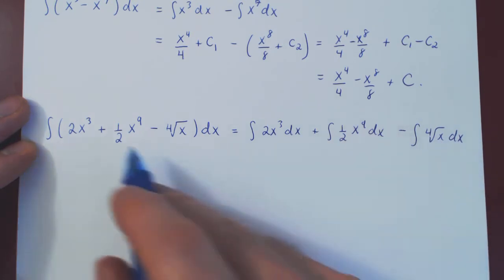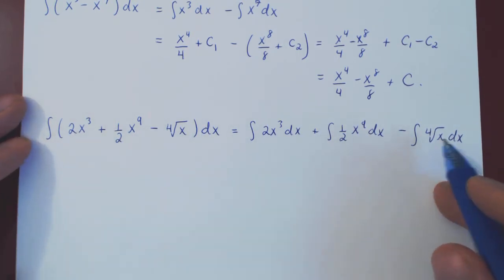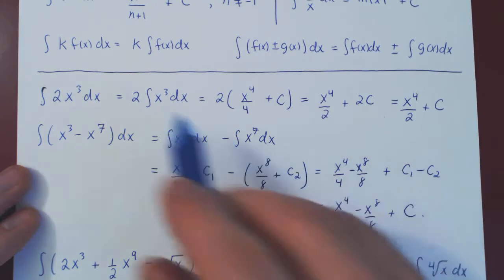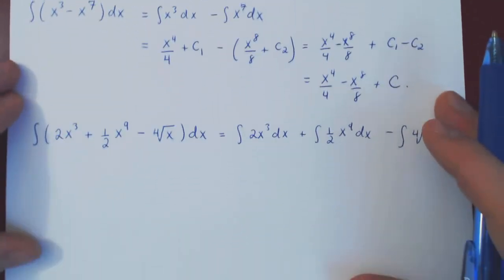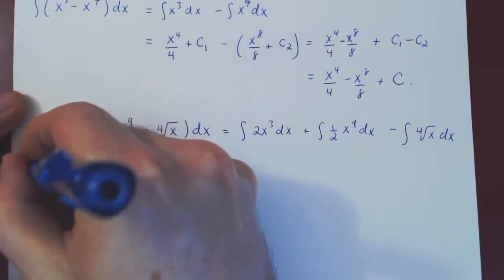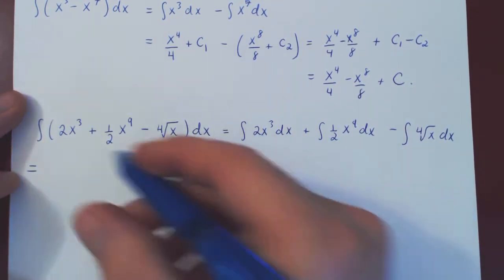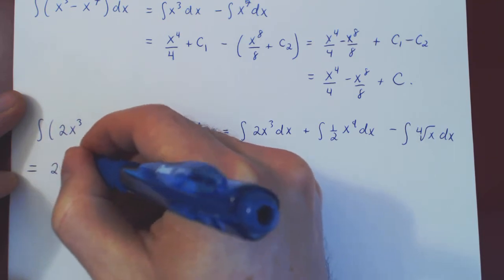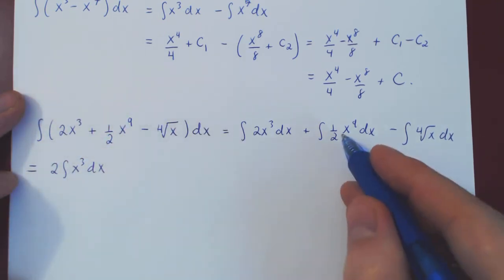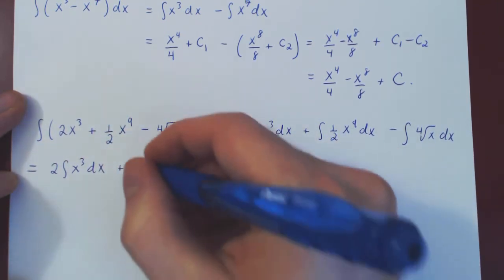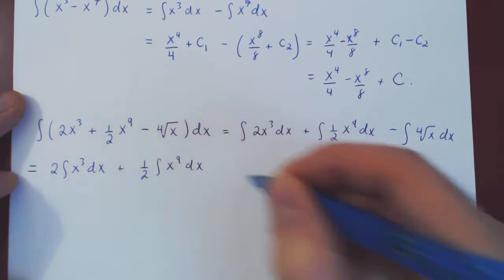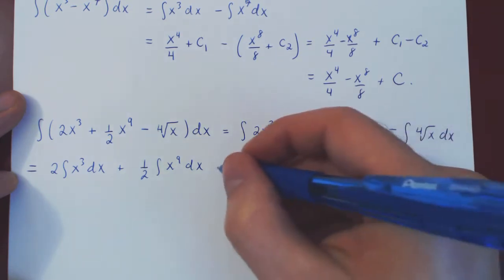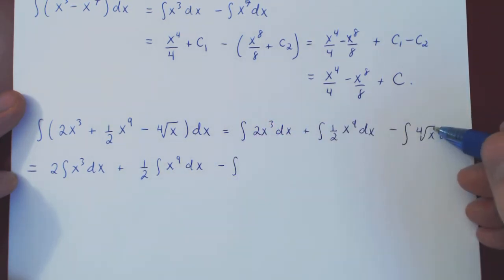Now we've separated the functions, and now we can apply, of course, the first property. We can pull constant multiples outside of the integral. Well, here we have 2 such constant multiples, so let's pull them out. So we'll have here 2 integral of x cubed dx. Pull the 1/2 out, plus 1/2 integral of x to the 9 dx. There is no constant multiple here, but we know we want to apply the power rule. So we'll rewrite, of course, a 4th root as a power of 1/4.